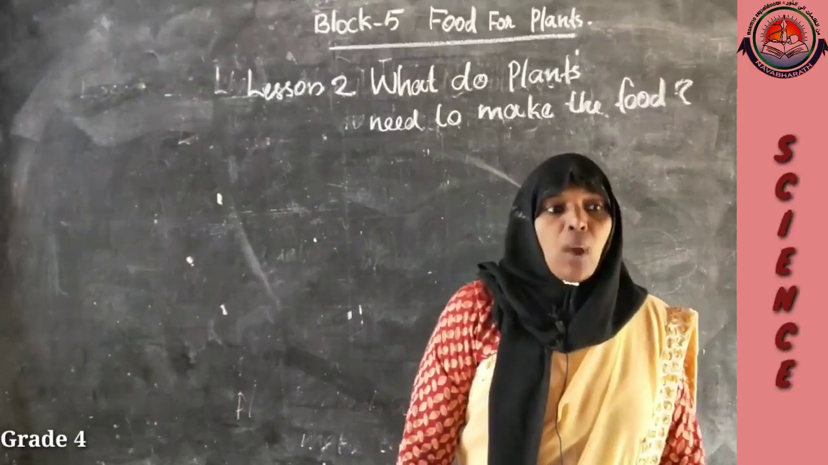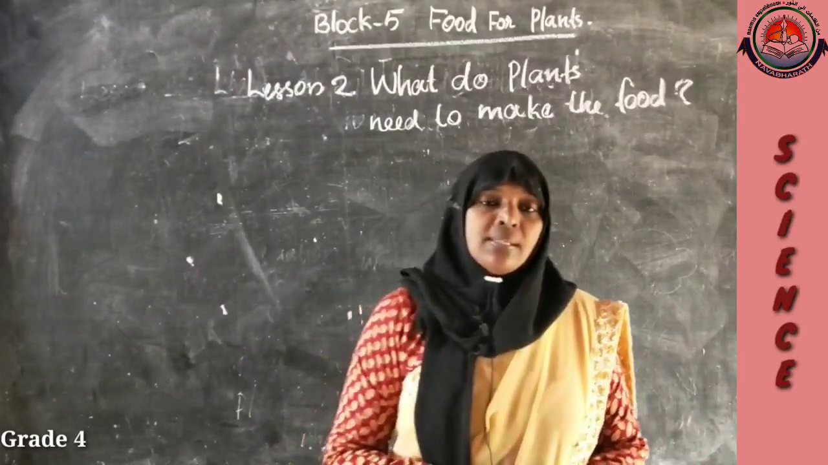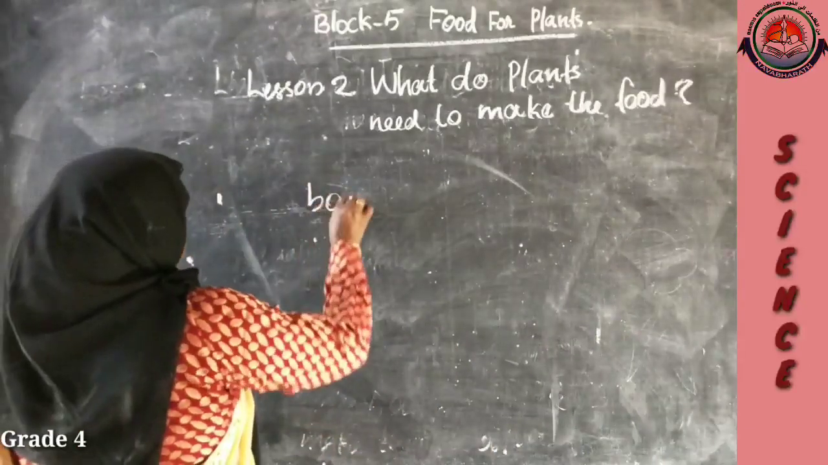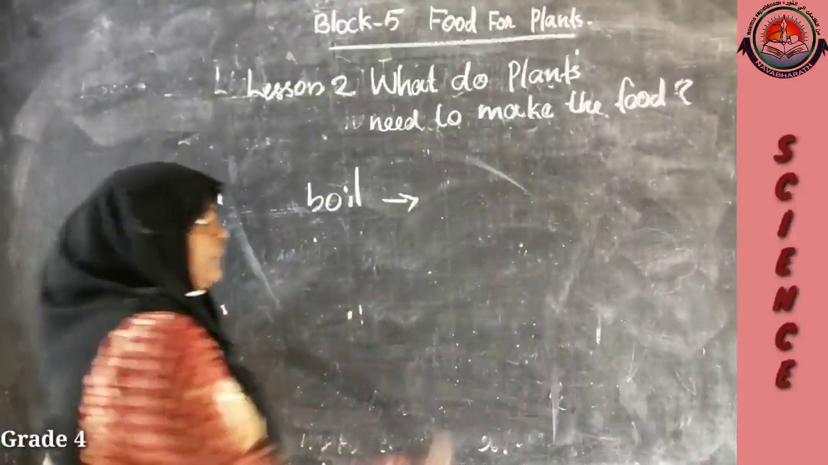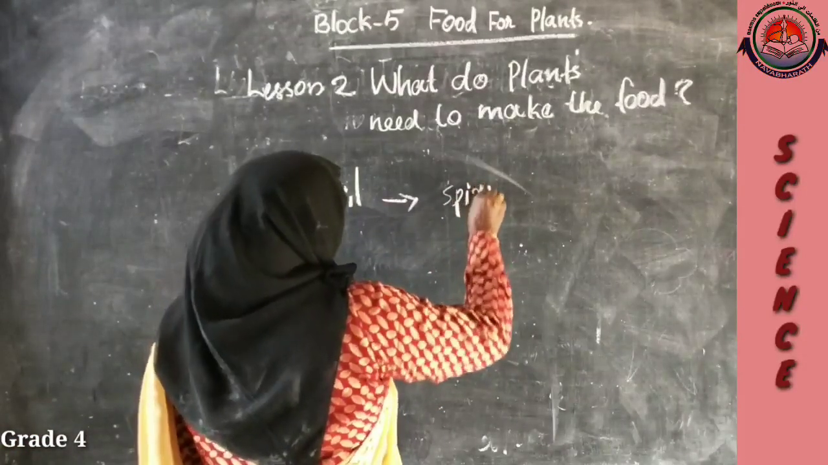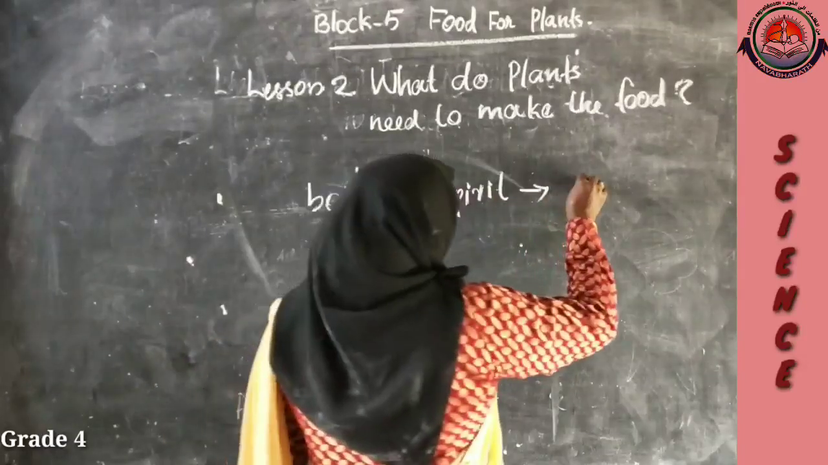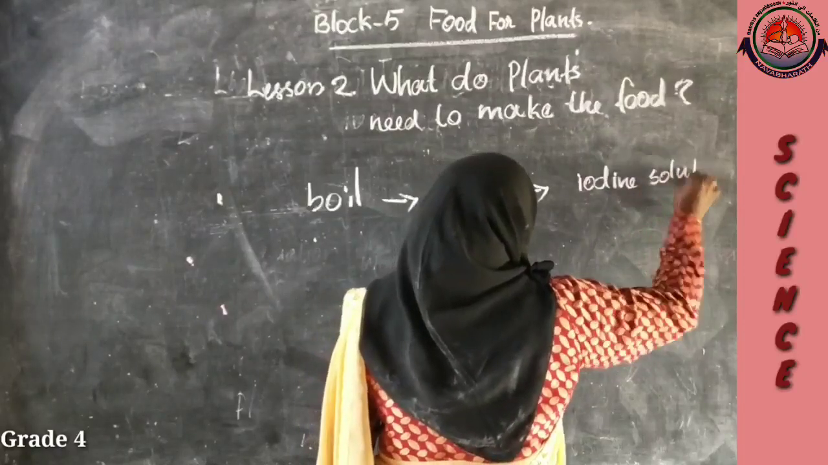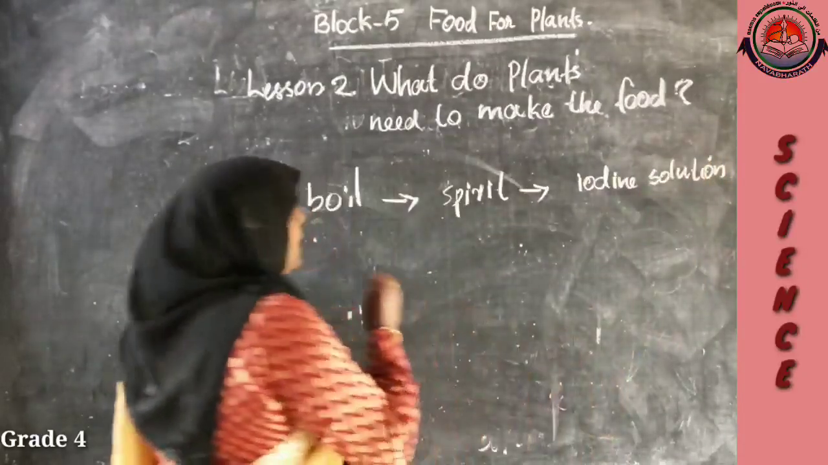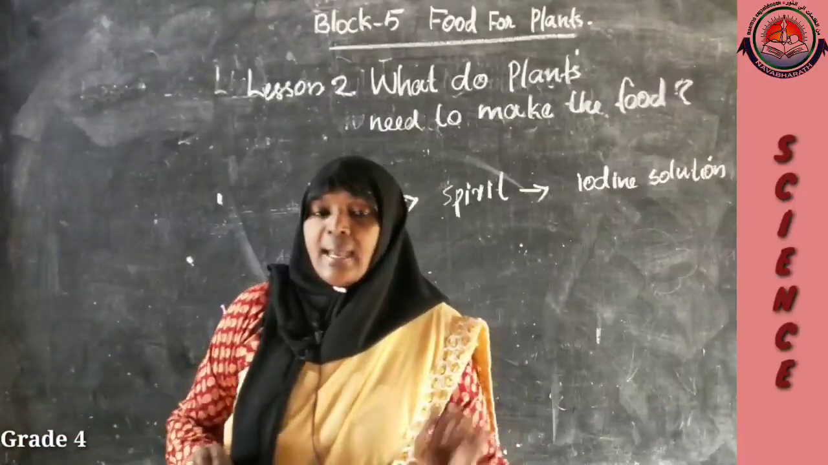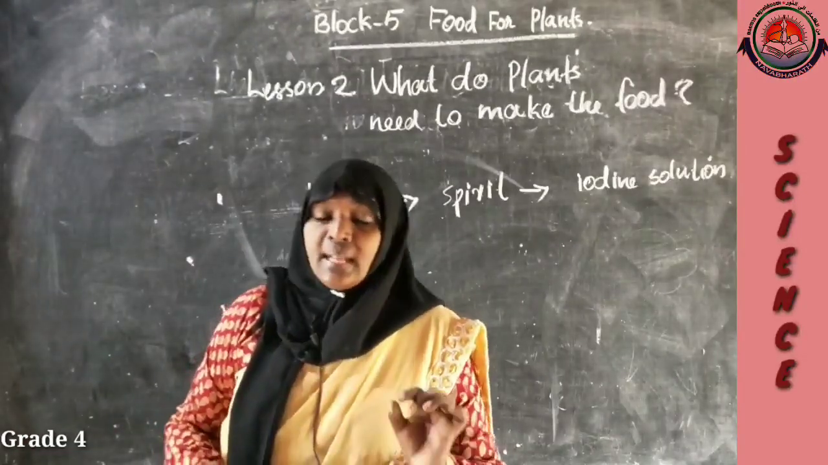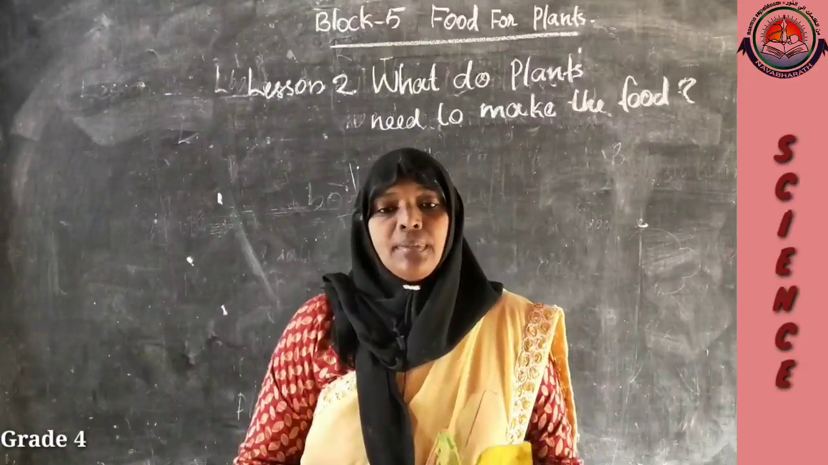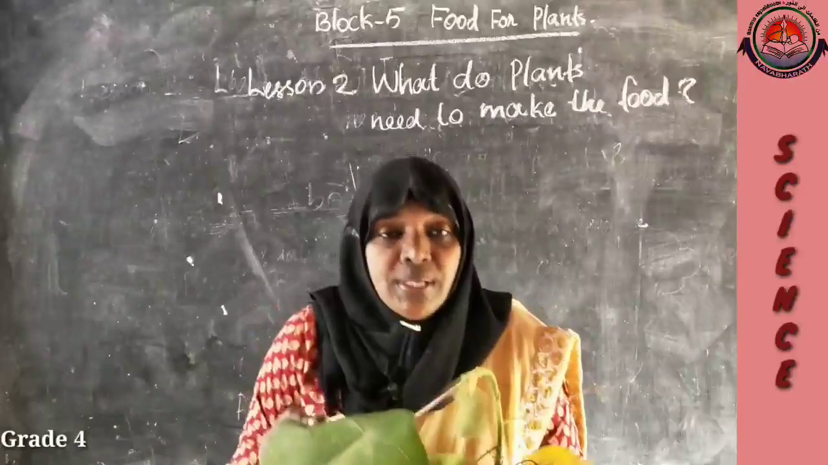Then what did we use for this experiment? First boil the leaves. Then dip into the spirit. Then add some iodine solution. If the leaf has starch, the color turns black. Clear? Okay. What was the difference between these two leaves?